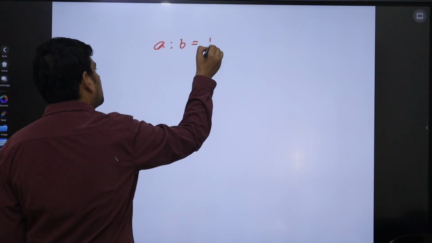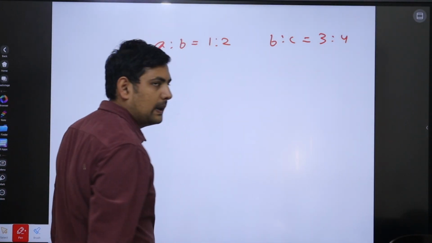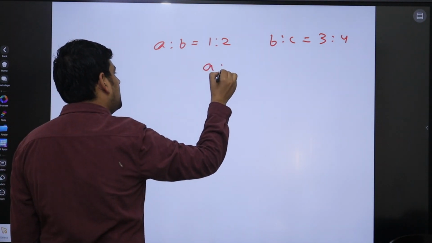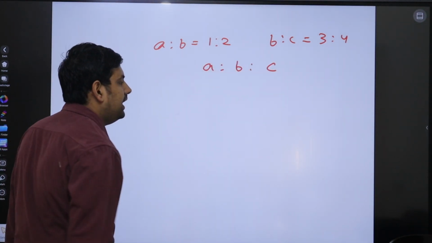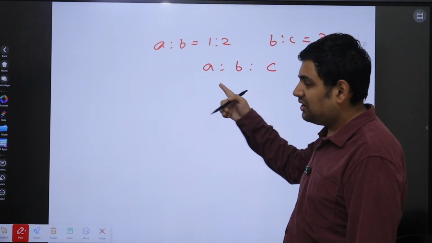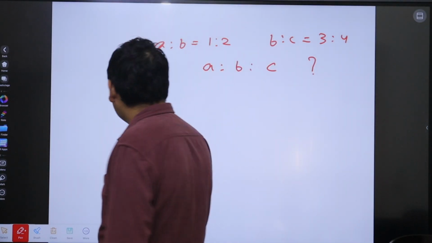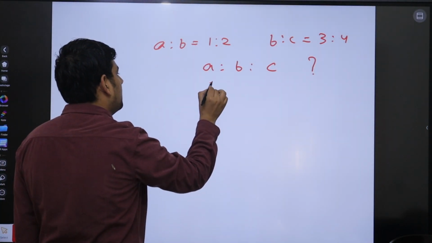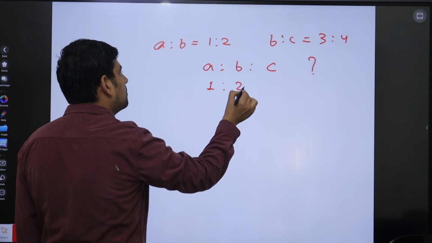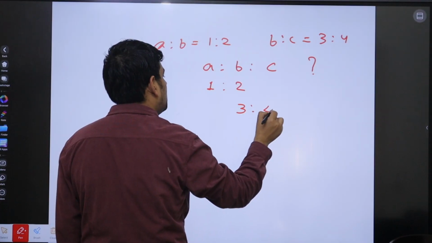So A ratio B is equal to 1 ratio 2, B ratio C is equal to 3 ratio 4. Now see another method of finding this. A ratio B ratio C I need to find. So whatever is given in the question, I'll write it as it is, just below it. So this becomes: A ratio B is 1 ratio 2. B ratio C is 3 ratio 4.